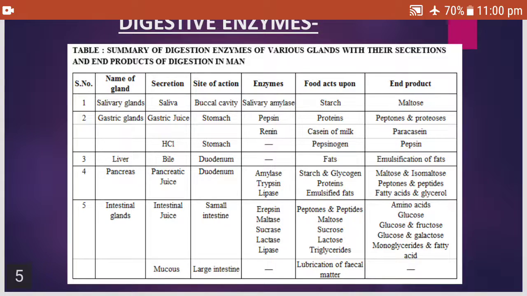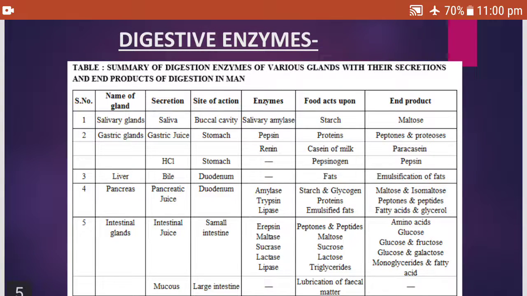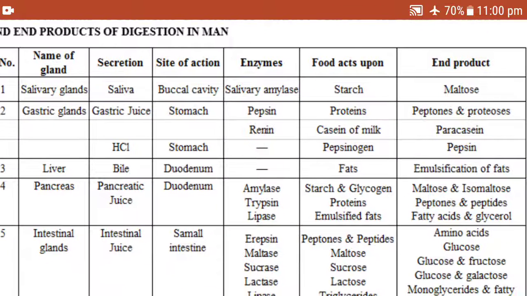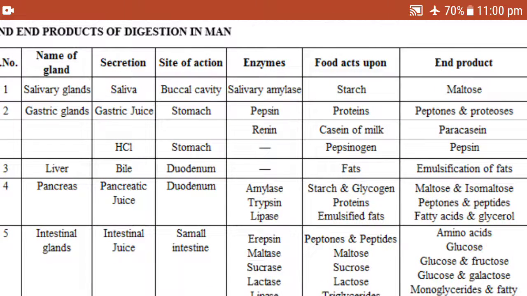Now let us have a look at the digestive enzymes. This is just for revision, children. It is there in your textbook. Salivary glands secrete saliva. The buccal cavity contains the enzyme amylase, which acts on carbohydrates and converts them into maltose.